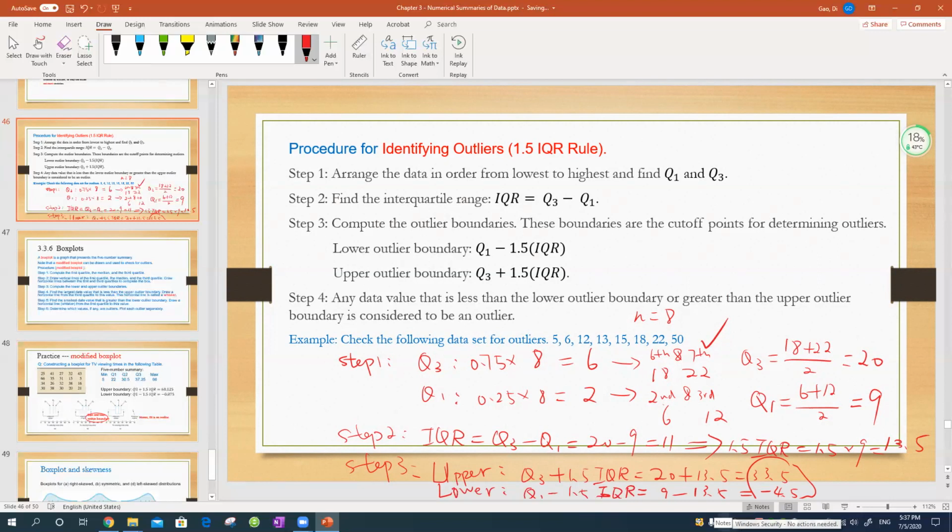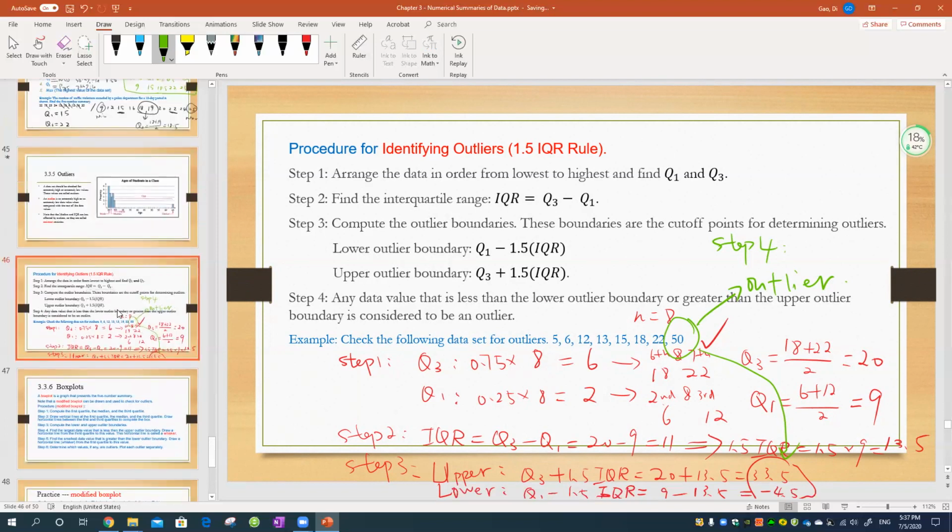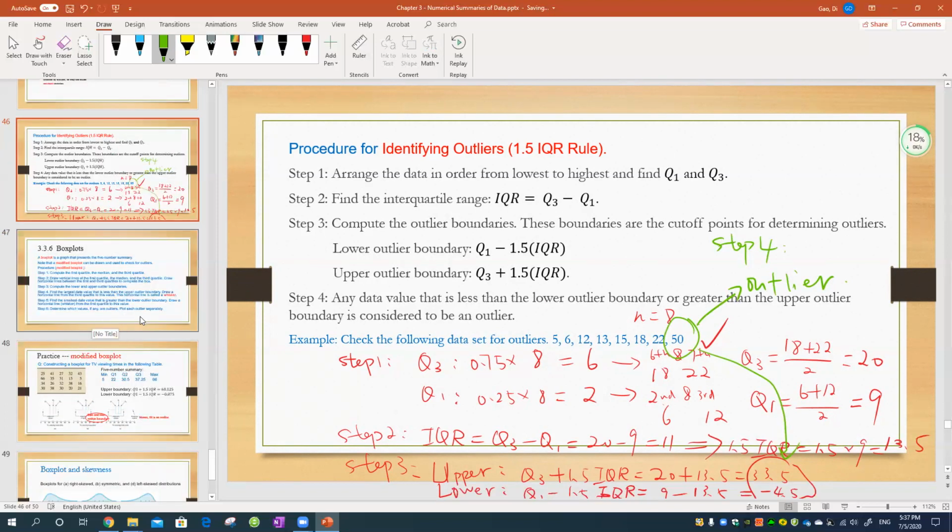outside this interval. So after we look at the original data set, we have 50 lies outside of this interval. So 50 is more than the upper boundary limit. So 50 is more than 33.5. So now we can say 50 is an outlier. And that's step 4. Okay, so I'll finish this practice problem for identifying outliers using this 1.5 IQR rule.